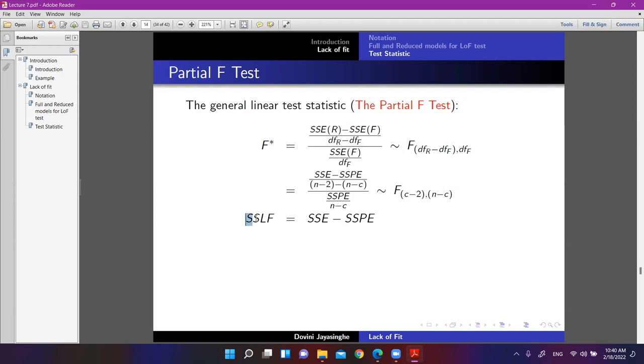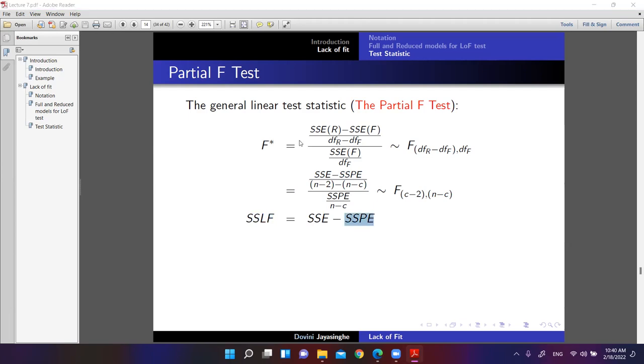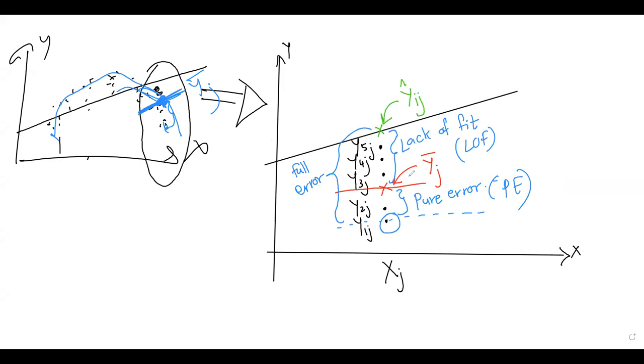So here, basically, the sum of squares of lack of fit is given by the gap between these two. This is equal to this, right? You know, full error is equal to the addition of these two. In the whiteboard, we did it. Full error is equal to the addition of lack of fit plus pure error. So even when you take the sums of squares, the sum of squares of full error is again equal to the sum of squares of lack of fit plus the sum of squares of pure error. So, the sum of squares of lack of fit is equal to the gap between these two. Very easy.